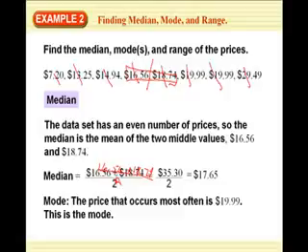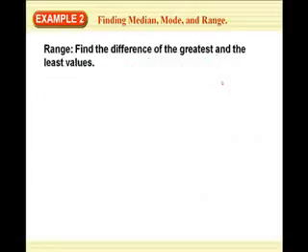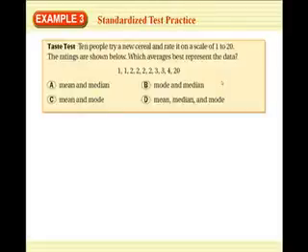The mode is the price that occurs the most often. Notice 19.99 happens twice. So that is our mode. And then the range is the highest one, which was 29.49, minus the lowest, which was 7.20, and it's 22.29.